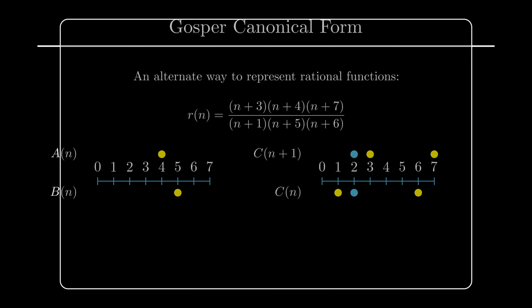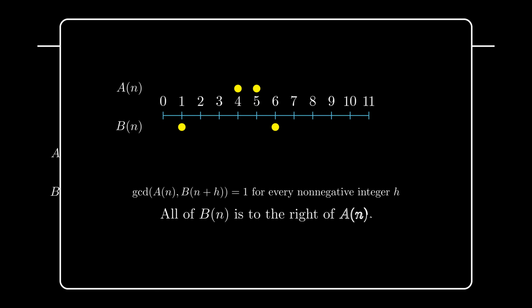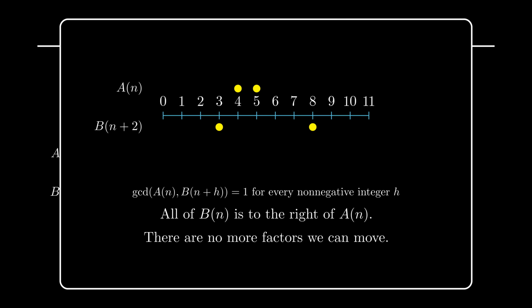The first constraint simply says that if you translate b of n any amount to the right, including 0 steps, none of the dots can line up, which means there cannot be any points in a further to the right than any points in b, so something like this would not be allowed.